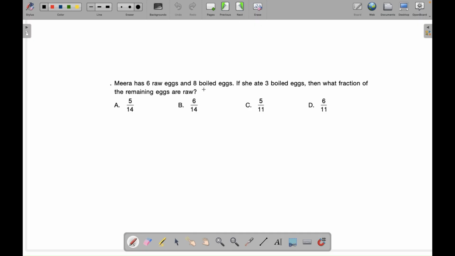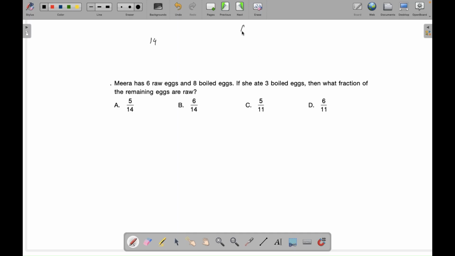Meera has 6 raw eggs and 8 boiled eggs. If she ate 3 boiled eggs, then what fraction of the remaining eggs are raw? So now notice this question, we are asked what fraction of the remaining eggs, not the total eggs. So the question changes here. Meera has 6 raw eggs and 8 boiled eggs. So what is the total number of eggs? It is 14. If the question had asked what fraction of the total eggs are raw, then the denominator would have been 14. Right, now it is asking what fraction of the remaining eggs. So the denominator must contain remaining eggs, right?